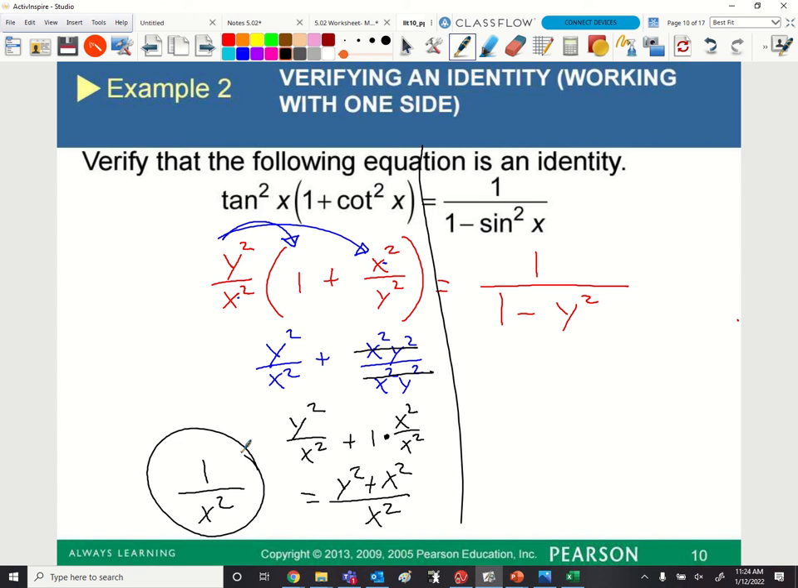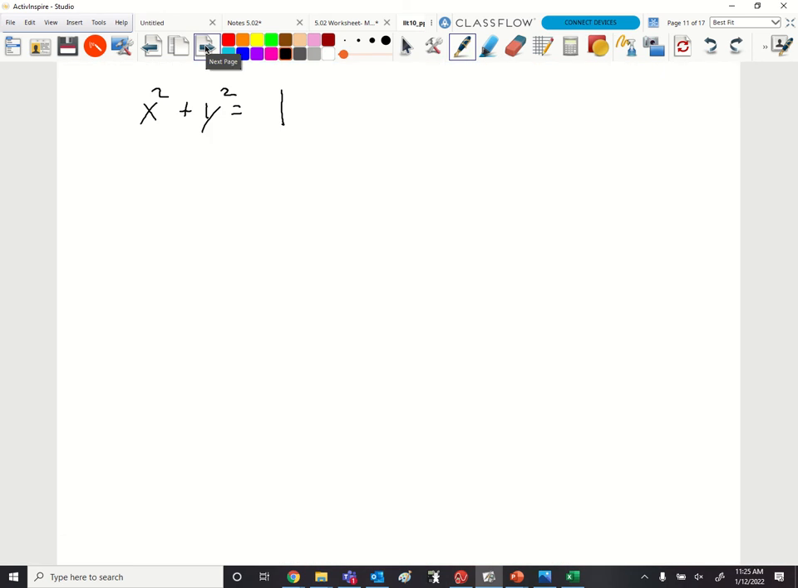Is it an identity? Yes, it is. We wrote it several times. So, I want an identity to be 1 minus y squared. So I'm going to my next page, and I'm going to use the same thing. X squared plus y squared equals 1. So what would I do to this to make it into 1 minus y squared?